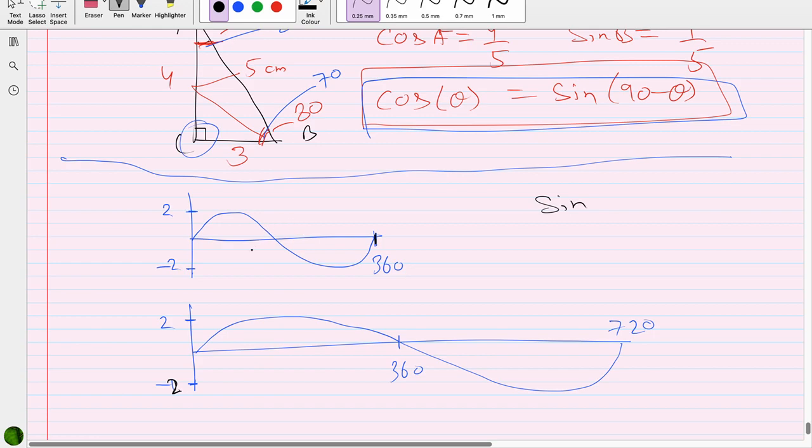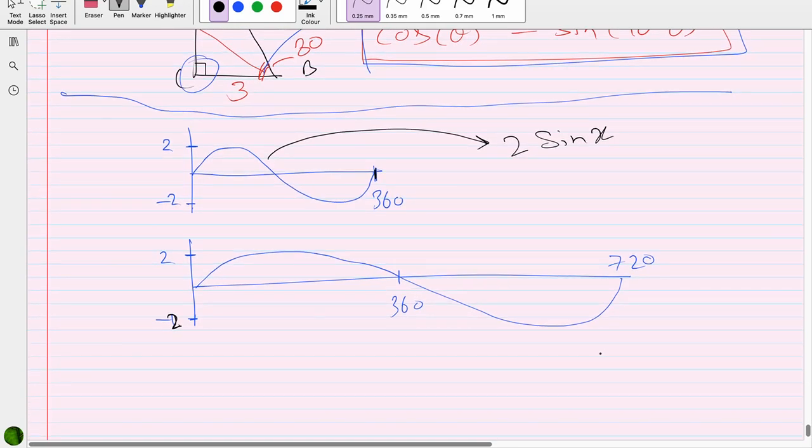So looking at the first shape, we know this shape is for sine, and it is completing in 360, so we know it is only x. And the amplitude is 2 and minus 2, so this is the equation. Just by looking at the graph, we can tell the equation. If the examiner gives us the equation, we can sketch. If the examiner gives us the sketch, we can tell him the equation.